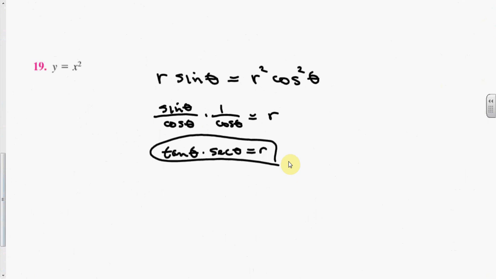Now, you could have written it like that, or you could have had 1 equal to r times cotangent theta times cosecant theta, and that would have been fine as well, too. Right? So, any questions there?